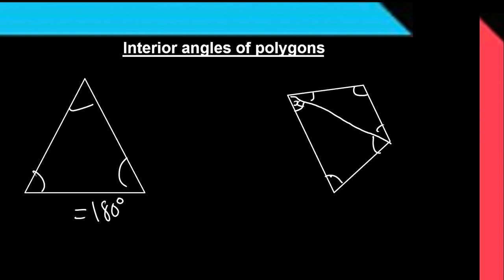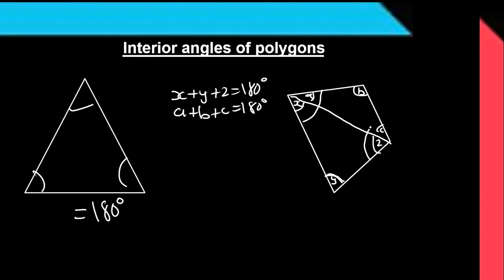Let's take this first triangle. Let's say I have X, Y, and Z. I know X plus Y plus Z equals 180 degrees. And then let's say we have A, B, and C. I know that A plus B plus C is also 180 degrees. If we go back to the quadrilateral, I know that in a quadrilateral I have 1, 2, 3, 4 angles, and I can add these together to see what the expression is.